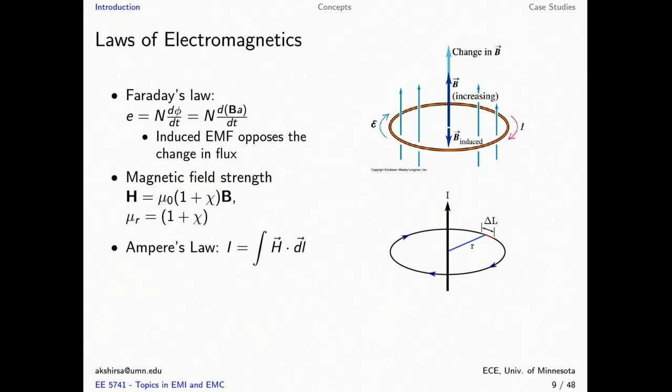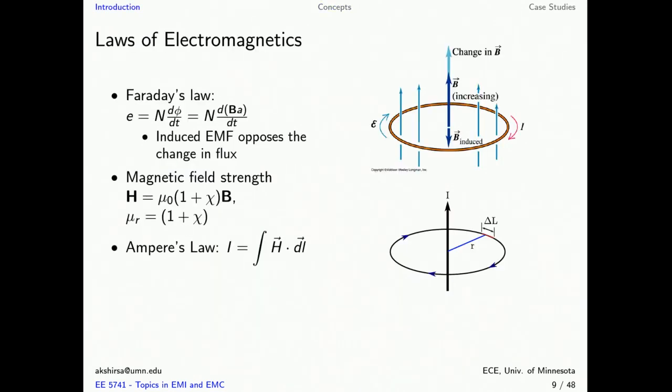Let us now go over a quick review of some laws of electromagnetics that are important in understanding EMI and EMC issues. The first is, of course, Faraday's law, which states that the voltage induced in a loop is proportional to the change in field of flux linked to that loop. The important thing to remember here is that the induced EMF is in a direction that tries to oppose the change in flux.